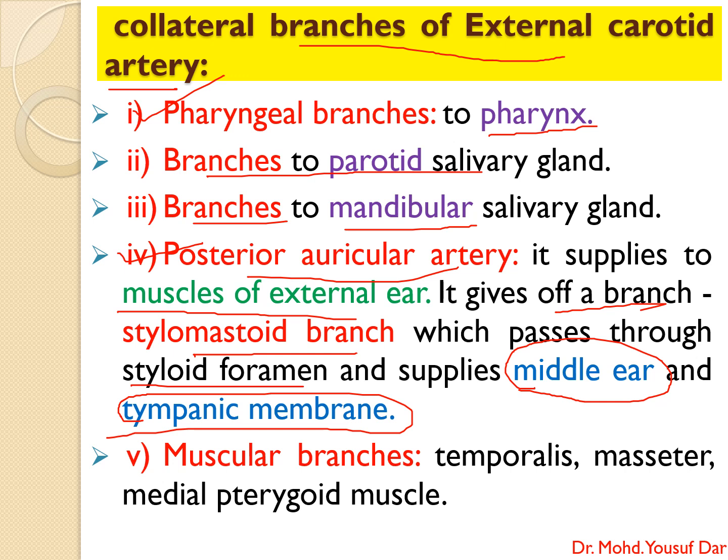So first was the pharyngeal branch, which goes to the pharynx, then branches also go to the parotid salivary glands and the mandibular salivary glands, and the posterior auricular artery supplies the muscles of the external ear. This artery gives off the stylomastoid branch, which passes through the stylomastoid foramen and supplies the middle ear and the tympanic membrane. Then next are the muscular branches. They also arise from the external carotid artery. They supply the temporalis muscle, the masseter, and the medial pterygoid muscles. So these supply different types of muscles.